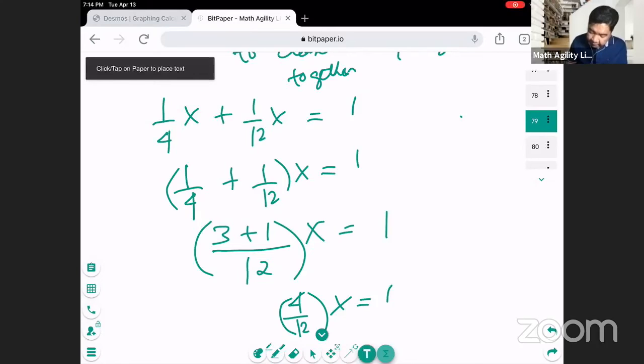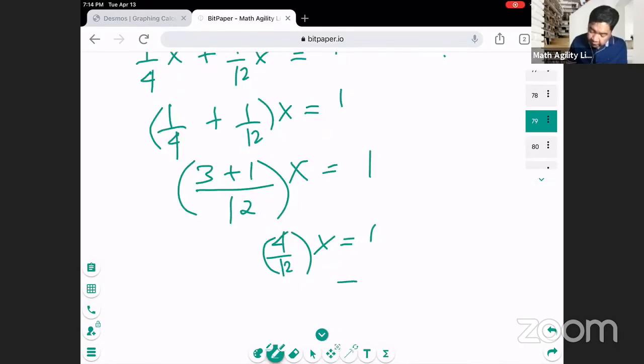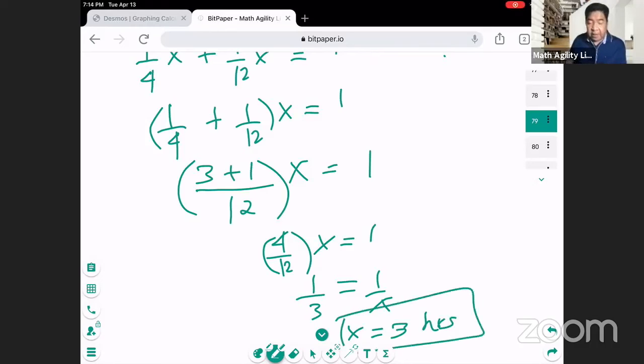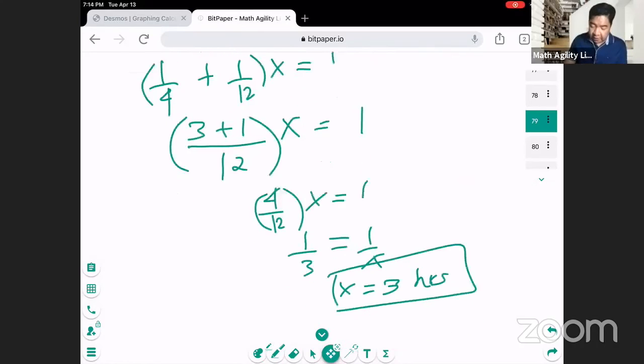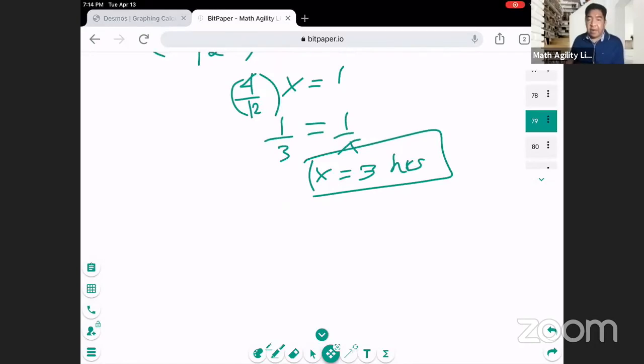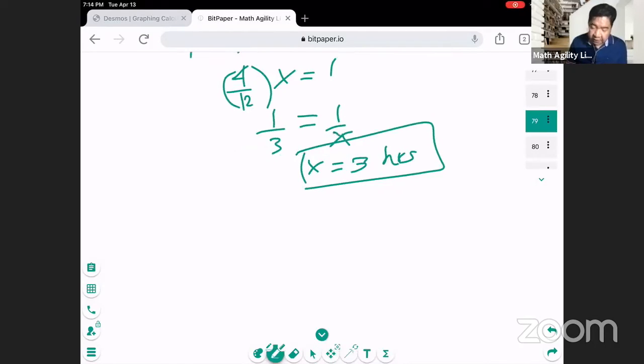And therefore, 1 over x is 1 over 3. Therefore, x is 3 hours. So if they work together, they would require 3 hours cleaning the fridge. Okay, so this is the method I will use when I solve this kind of work problem or rate problem. Let's see how Singapore Math would solve this.